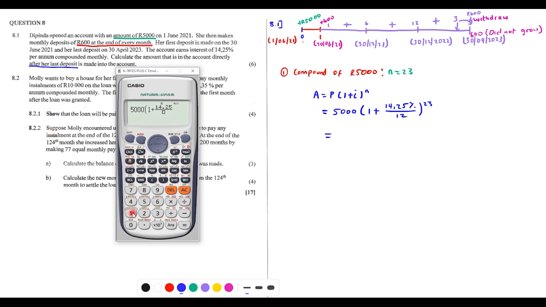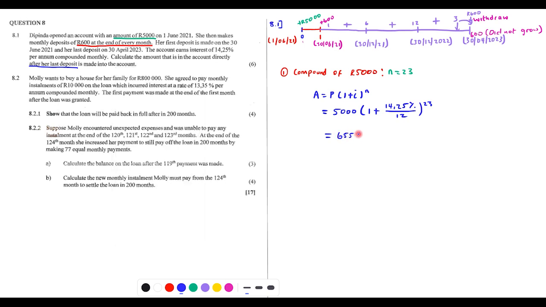Over 12, forgot to put the percentage there, percent. Let's see, to the power of 23, and then the amount is going to be 6,559.76. So that's the 5,000 that it grew, because now you've changed the amount that you deposited a month later, so they let that 5,000 you initially deposited grow, right? So they let it grow.